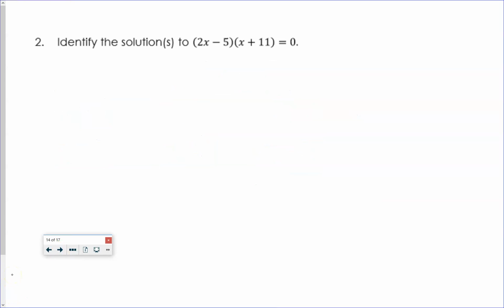All right, identify the solutions to this one. 2x minus 5 times x plus 11 equals 0. I have 2 factors here. We have 2x minus 5, make that equal to 0, and then we also have x plus 11, make that equal to 0. I want you to go ahead and pause and solve for x.